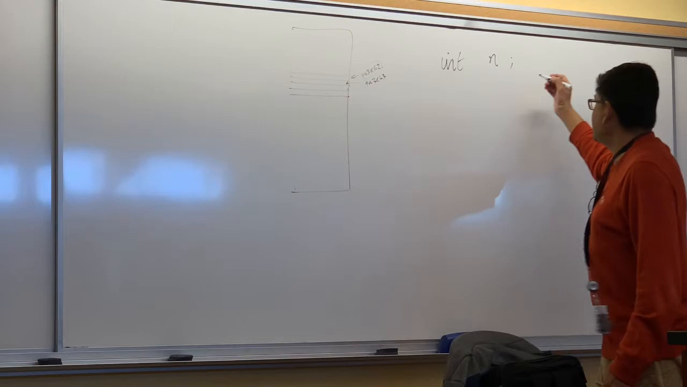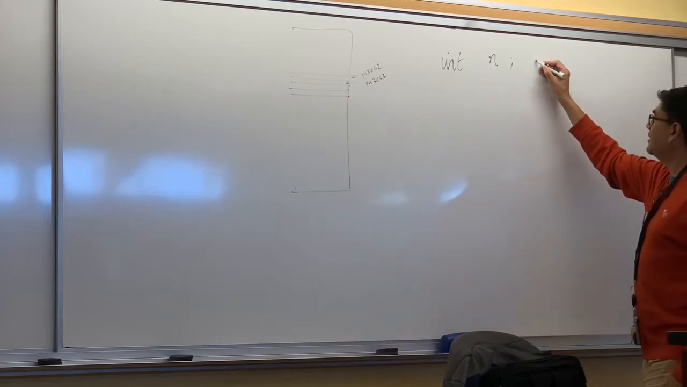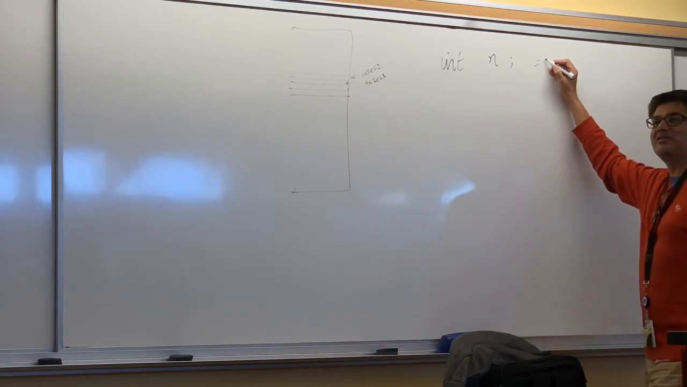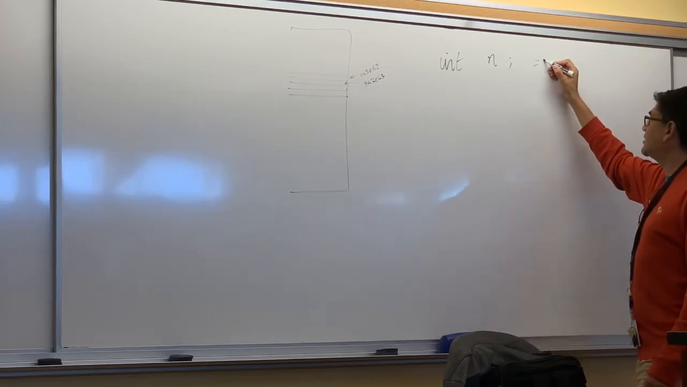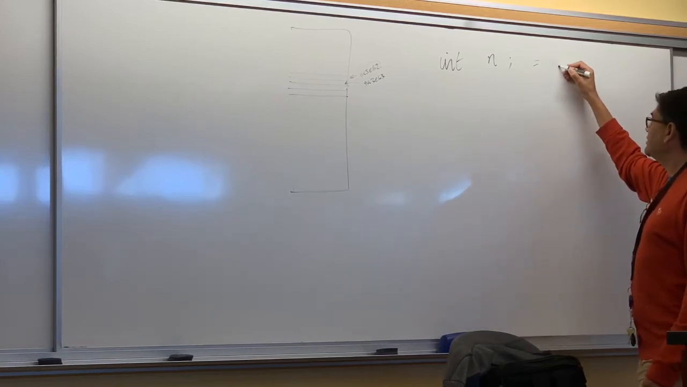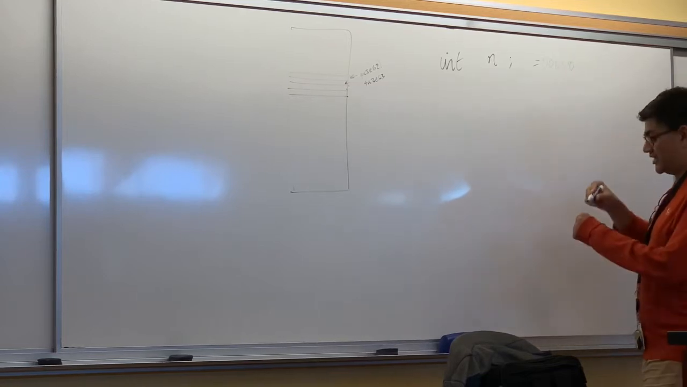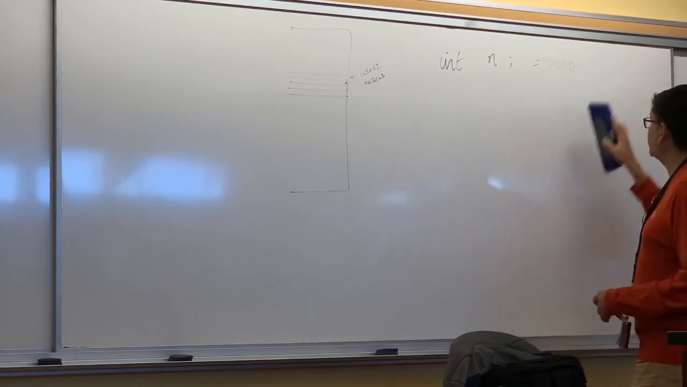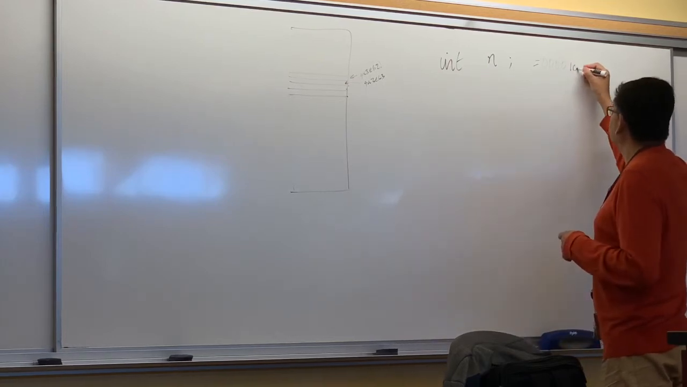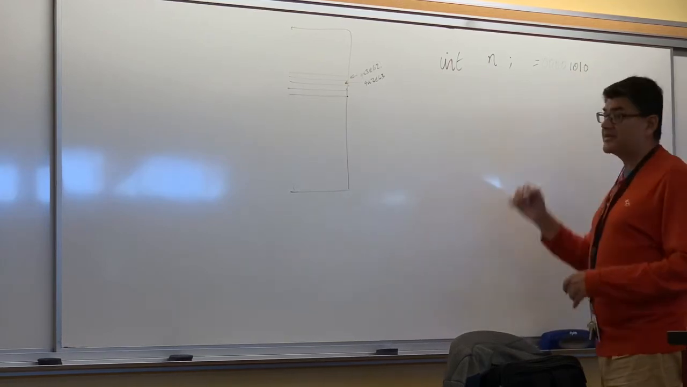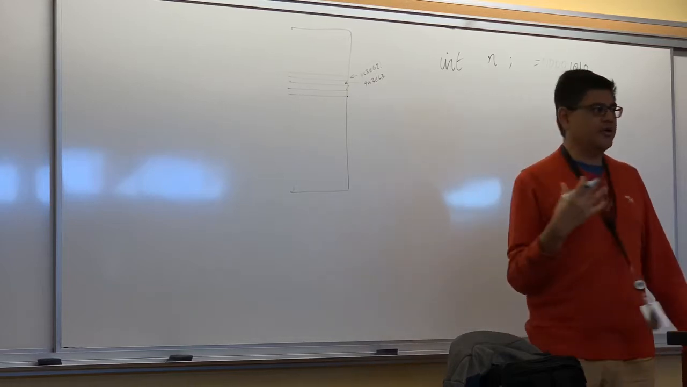So n, let's say n is the value 10. Pick something that's easier to represent in binary. All right, 10. Okay, so 10 in binary is going to be 0, 0, 0, 0, 0, no, 1, 0, 1, 0. Right? 1, 0, 1, 0. 8 plus 2. Okay, so that's the value 10, and of course, it's an integer.